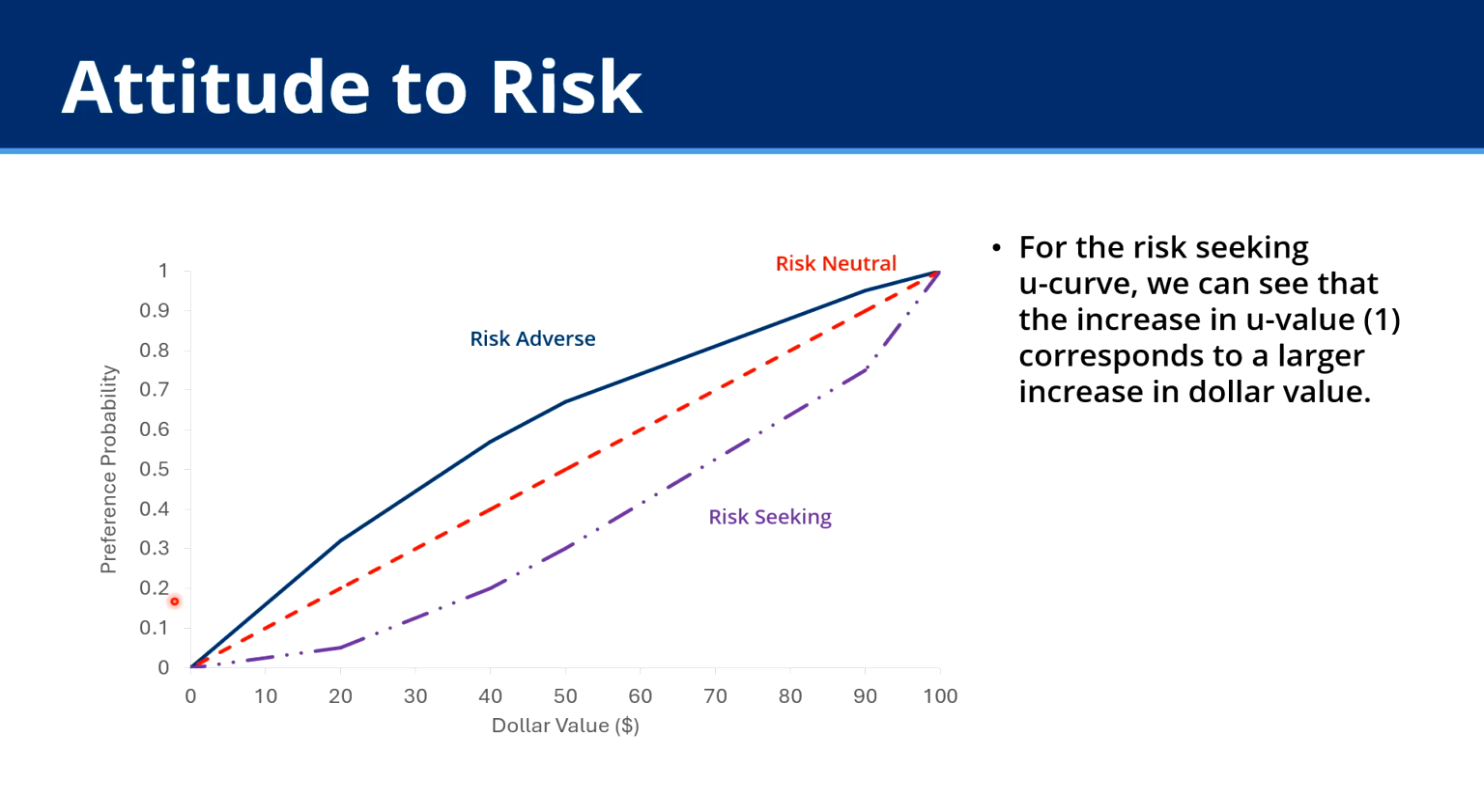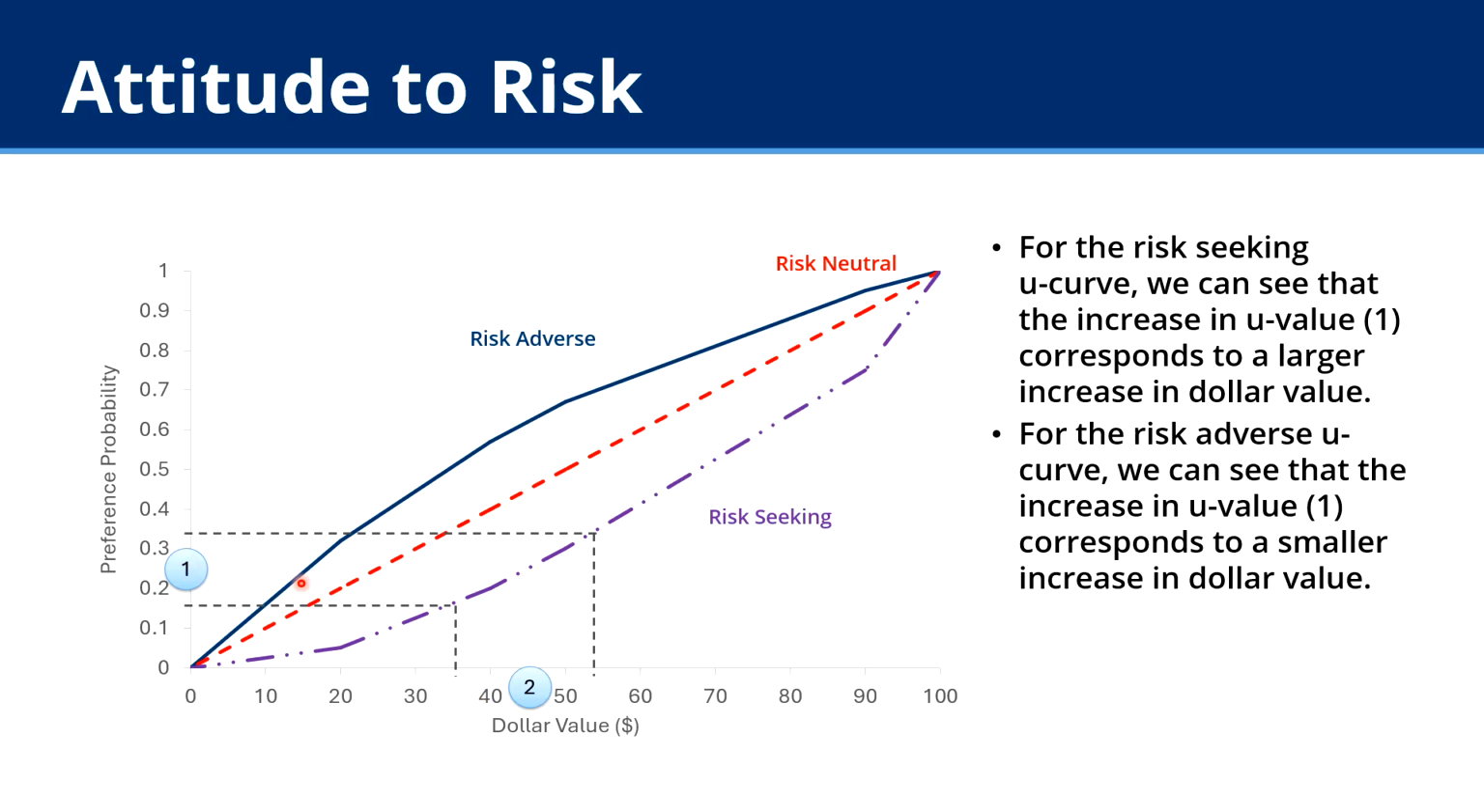So if you see, let's say, a 0.1 unit increase in the U value on the y-axis, the corresponding increase in the x-axis is much bigger. So, for example, for a difference of this much, this is the dollar amount. If you were to compare that for a risk-averse person, the difference in the x-axis value, the dollar amount, will be much smaller. If you look at just the purple line, the risk-seeking U curve, we can see that the increase in this U value corresponds to a larger increase in this dollar amount.